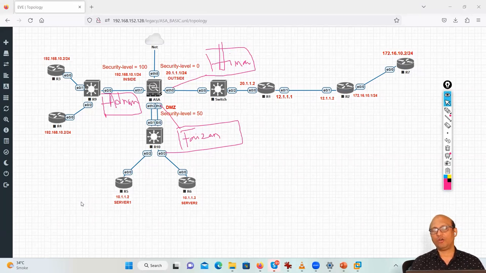But if instead of Himanshu, Adnan and Faizan, I keep the names outside, inside and DMZ, will they know? Anybody comes in, any new engineer comes in, he will immediately understand what is the meaning of inside, what is the meaning of outside. These are all default names, guys. So you think we should always keep names like that, or we should keep inside, outside and DMZ on ASA? Makes some sense, right?